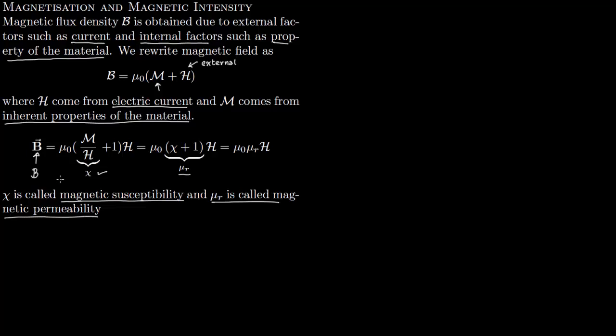So we have obtained a new formula for the magnetic flux density. This B is magnetic flux density. The new formula for this is, B is equal to mu naught times (chi plus 1) times h. This is also equal to mu naught times mu r times h. So again, chi is magnetic susceptibility and mu r is called magnetic permeability.